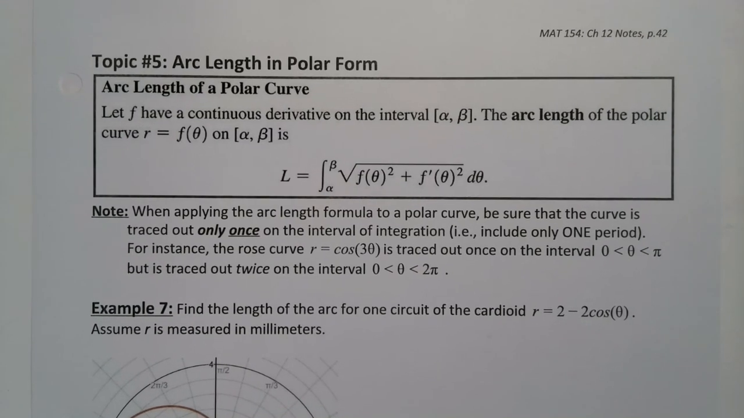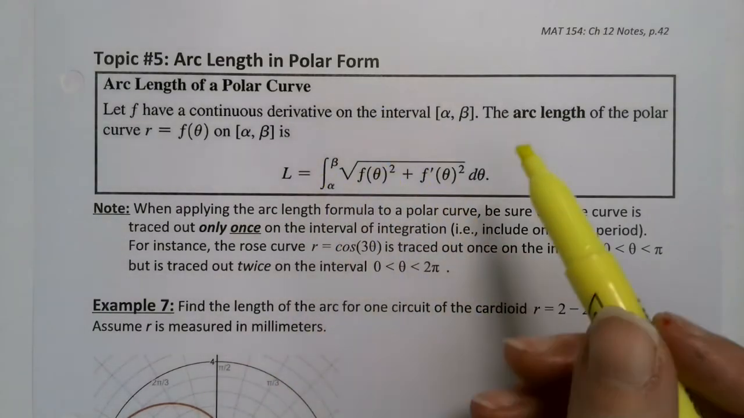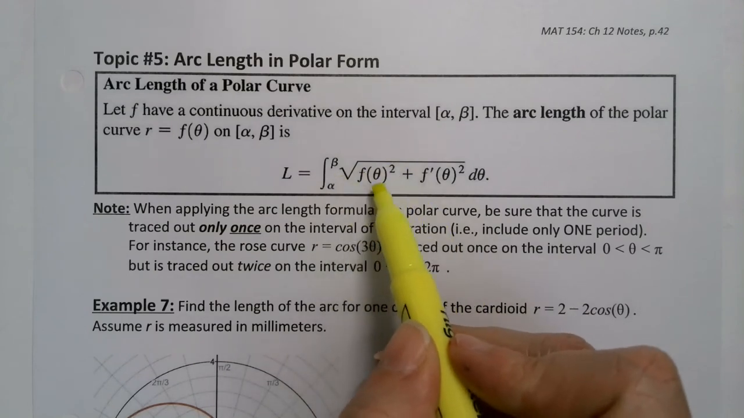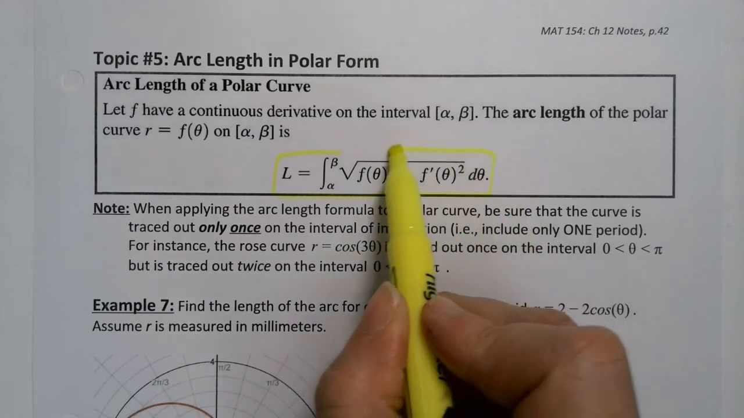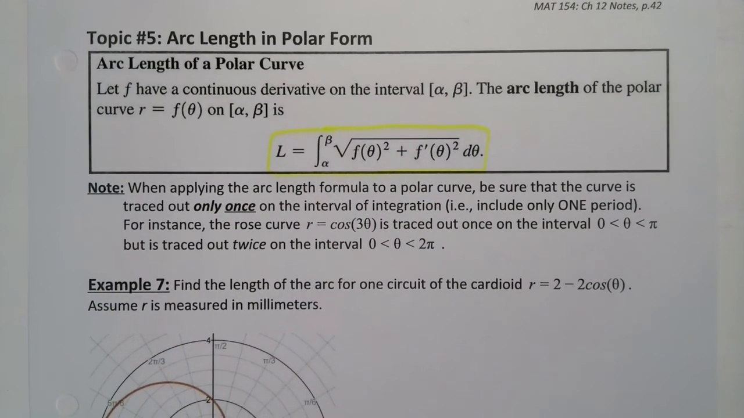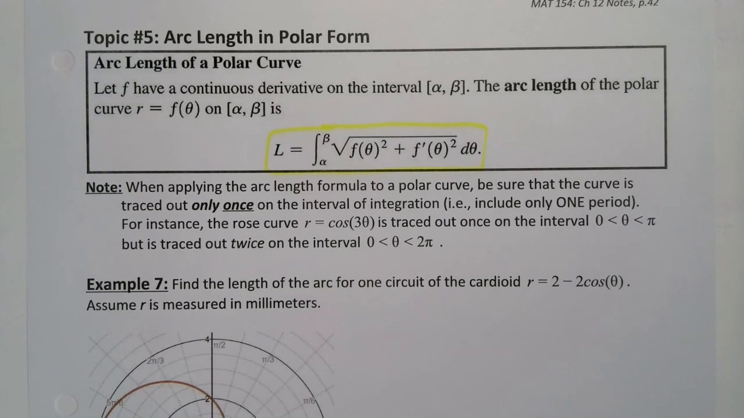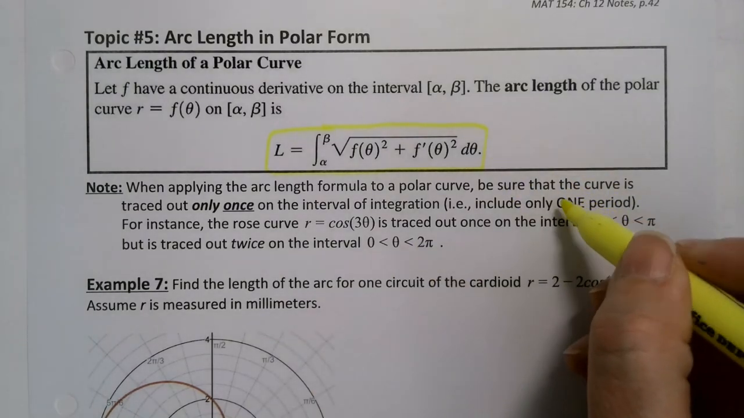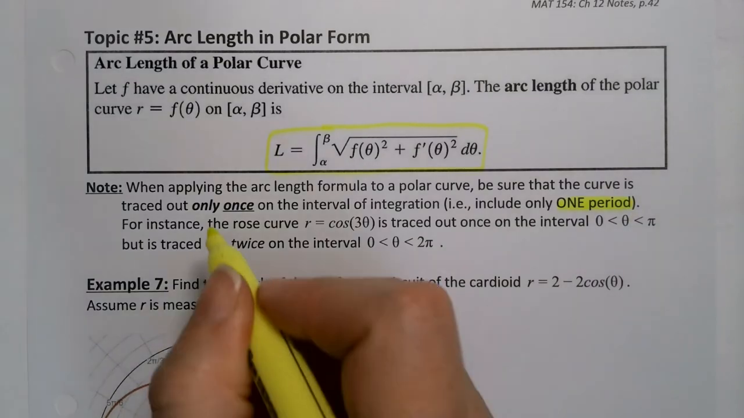for a polar curve. So the arc length is equal to the integral from alpha to beta of the square root of f of theta squared plus f prime of theta squared. Should look familiar, and it will come back a bit in Calc 3 as well if you're interested. All right, so it's not really a formula we generally have you memorize, but it's something you have to know how to apply. Now, when applying this, you want to make sure that you're applying it to only one period, not 2 or 3 or 4 or whatever, only once.